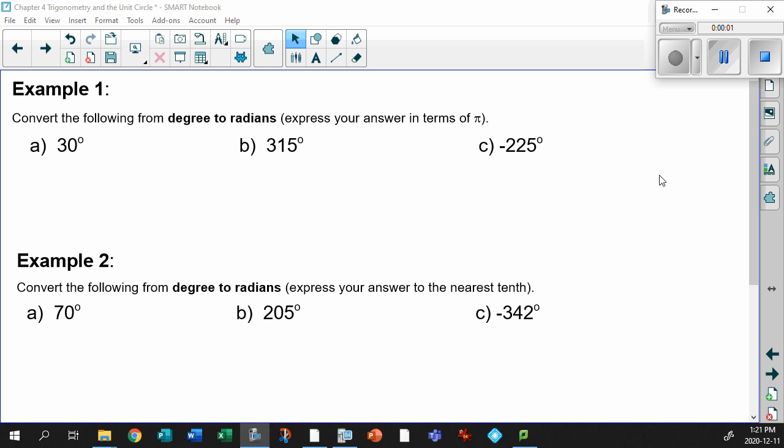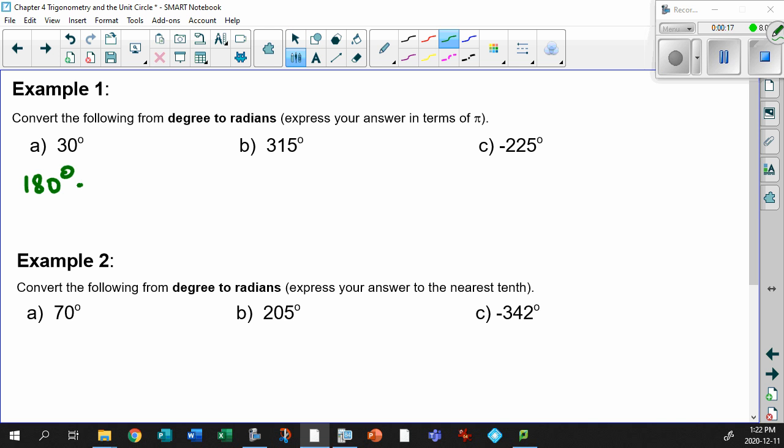So how do I convert? How do I go from degrees into radians and vice versa? Because I'm confused. Well, it's based on what you just learned. Think about it. Do you remember what 180 degrees was? Of course, that works out to be pi. So why don't you just set up a proportion?